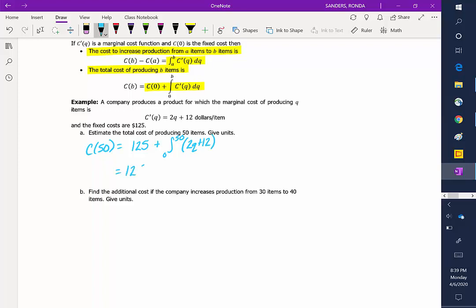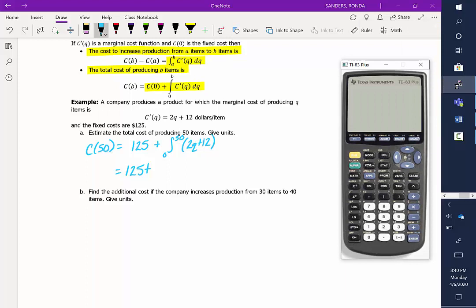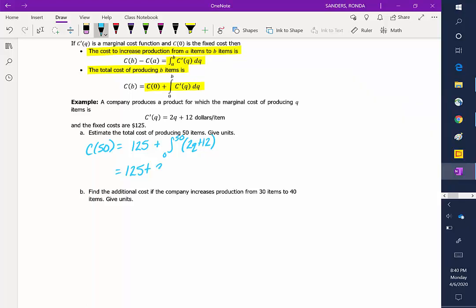So we have 125 plus, and I'll use my calculator, math number 9 of 2x plus 12, comma x, comma 0, comma 50. And I get 3,100. So 3,100 plus 125 gives me $3,225.